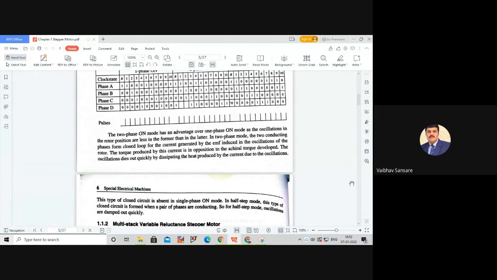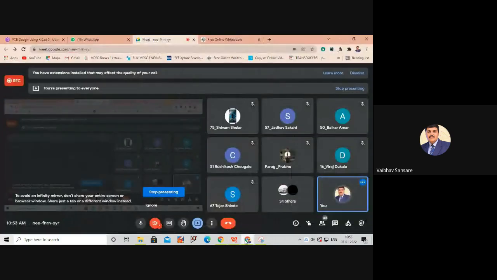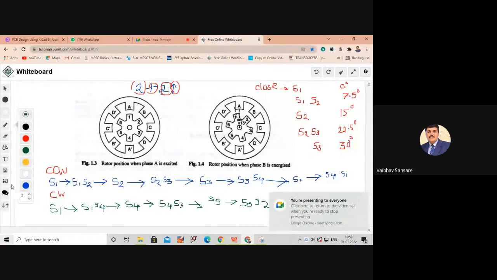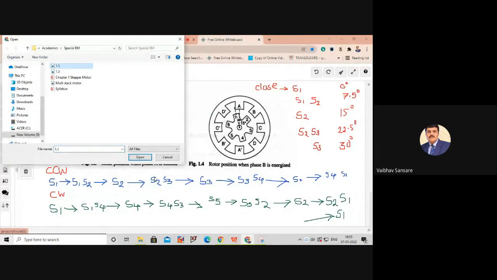Okay, so for that purpose, if I consider the initial diagram, this.